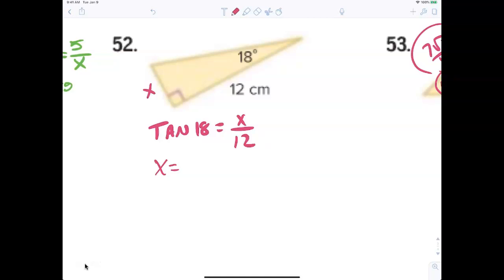Is it 12 over tangent 18? I think it's 12 times tangent 18, correct? Now, tell me what that is approximately. How much? So, we're going to say it's roughly 3.9. Now, listen to me. You don't want to round. Do not round, because I want to find out what this is up here now, right? So we're going to call that y.